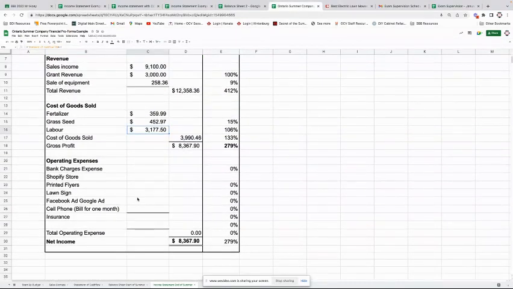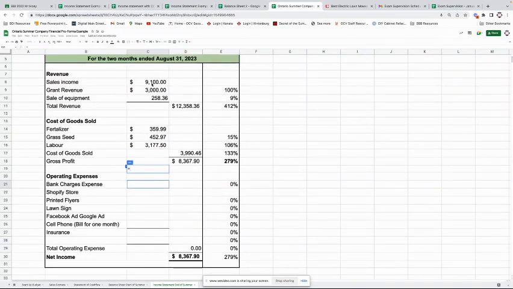Next, we're going to be getting into the operating expenses. We'll start off with bank charges. So with bank charges, what we're going to do is assume that we're using Square or Apple Pay for our credit card processing. Now, they will take approximately a 3% cut.